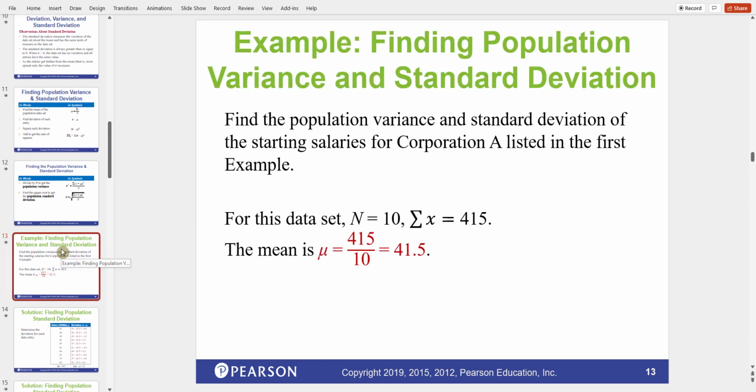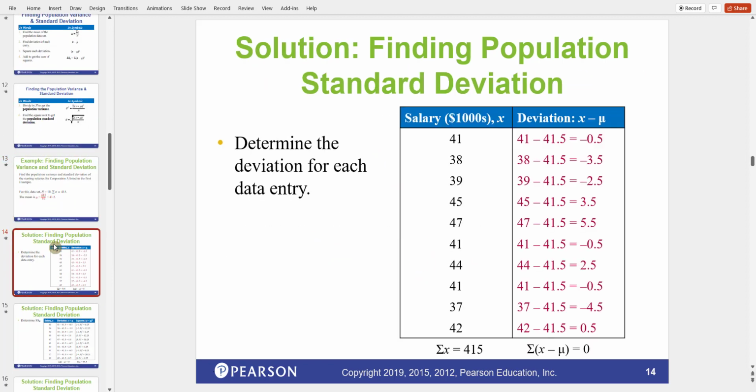So we're going to go back to the data values for Corporation A. The first thing I had to do was calculate the mean. The mean here is 41.5. I'm showing you these steps on how you would do it by hand so you can have a visual of how this works. I have my data values in the first column. In the second column, I'm going to subtract the mean of 41.5 from each one of those data values. As you can see, I get negative answers and I also have positive answers.